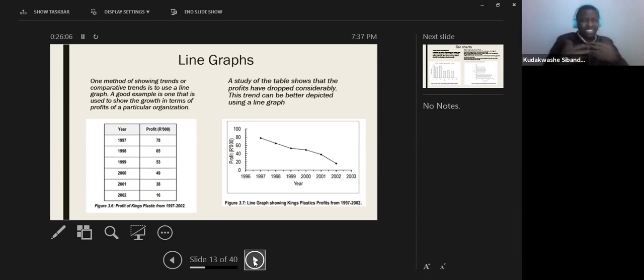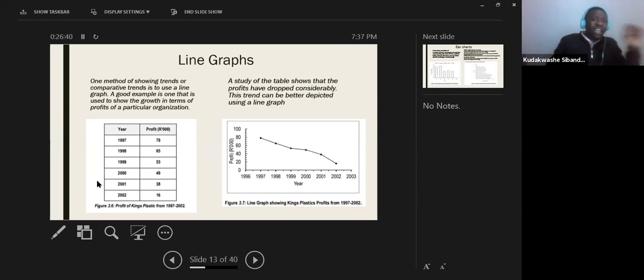Let me just try to explain a little bit about it. So let's look at this example. It's also in your study guide. This is a company that has been operating for a while, and there's data that was collected for 97, 98, 99 up to 2002. These are the profits that they got. But now these guys want to know whether they were making a loss or whether they were making a profit.